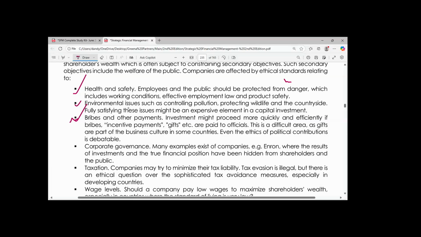So this is a difficult area, as gifts are part of the business culture in some countries. Even the ethics of political contribution is debatable in some organizations, because it's part of their corporate governance that you don't contribute any money to a political campaign. Or maybe you have a candidate, as a company, and say, okay, let's donate money to a particular candidate. It's an ethical issue, and that's why some companies have it in their corporate governance or in their standard of business conduct that you don't give donation to any political candidate.